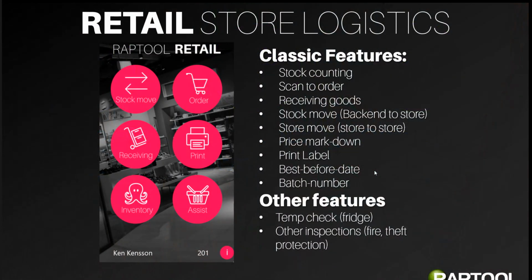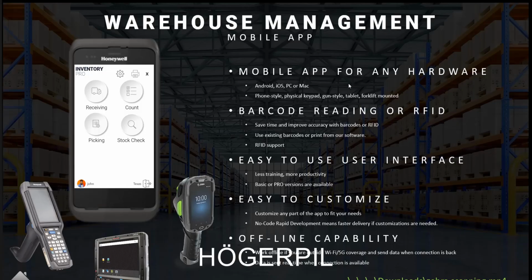So going into some of the types of applications we have. So if you don't want to make your own app from scratch, then we can basically use ready-to-go apps. So we have a retail application with your standard features that you need in a mobile device in retail. We have a warehouse management system, like a complete warehouse management system where you manage your stock in a warehouse.